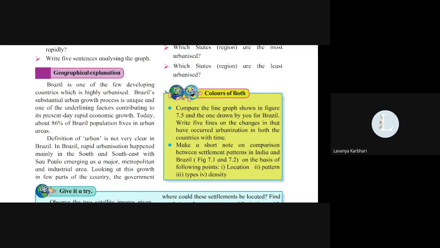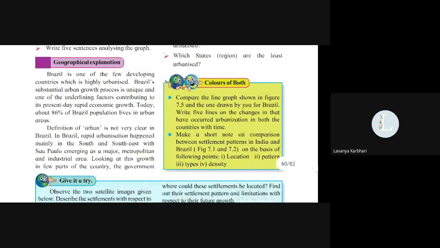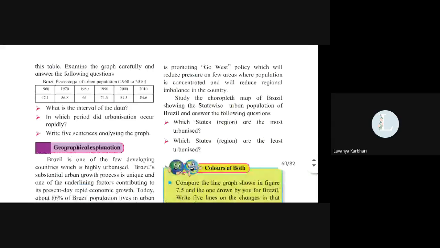In Brazil, mainly the south and southeast part of Brazil is urbanized. In that, Sao Paulo is emerging as a major metropolitan and industrial area. Looking at this growth in a few parts of the country, the government is promoting the go west policy, which will reduce pressure on a few areas where population is concentrated and will reduce regional imbalance in the country.